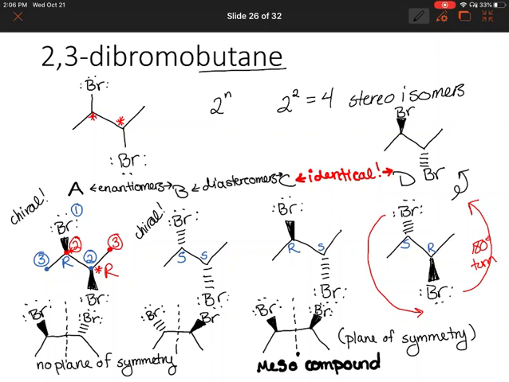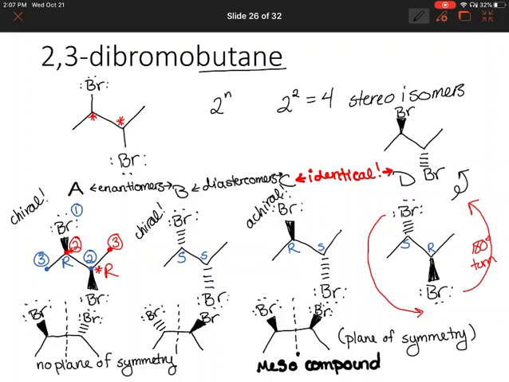And then we already said that molecule D is identical to molecule C, so it also has a plane of symmetry, and it's also a meso compound. Or, you know, we could say it's just identical to molecule C. So meso compounds are achiral. So even though they have stereocenters, because there's a plane of symmetry, they are achiral.